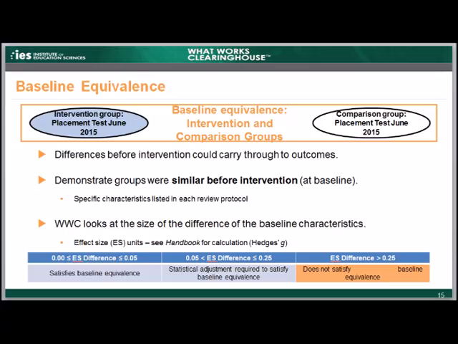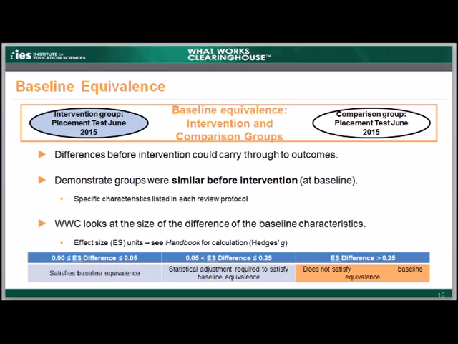The column on the right indicates what happens when differences are greater than 0.25 standard deviations. In these cases, the WWC believes that the groups are too far apart on the pretest measure for the outcome to be meaningfully interpreted, and therefore the study does not meet WWC standards.